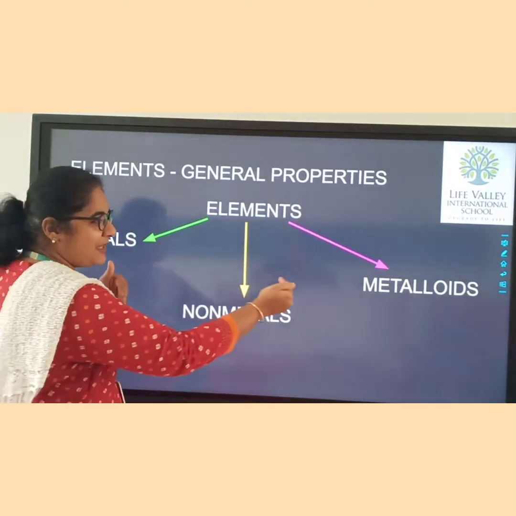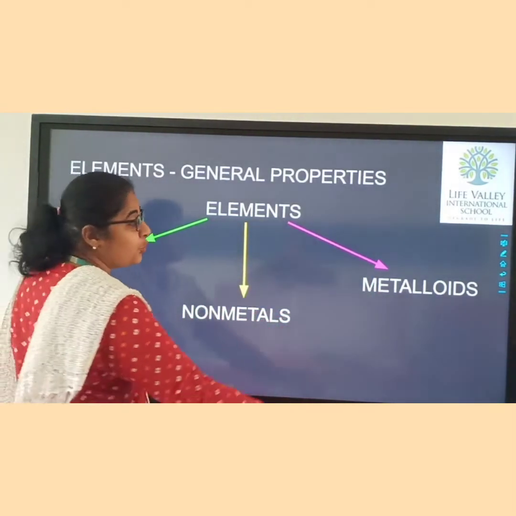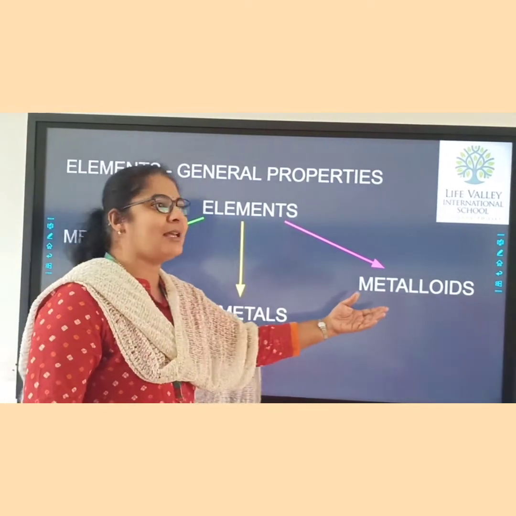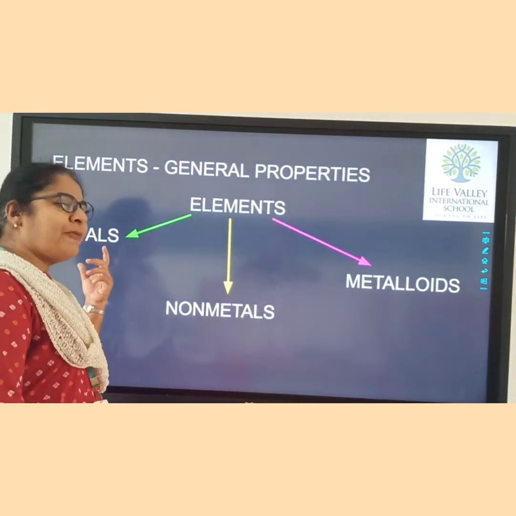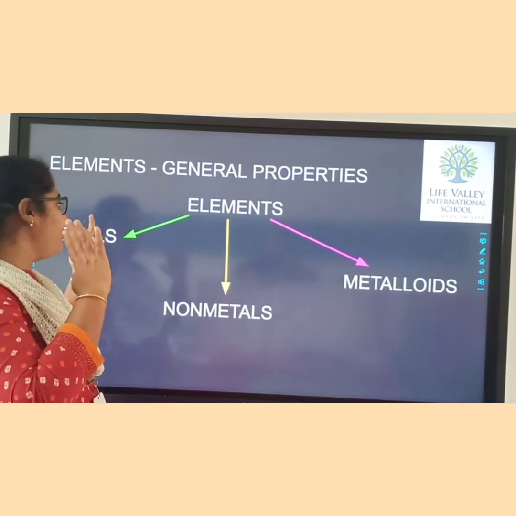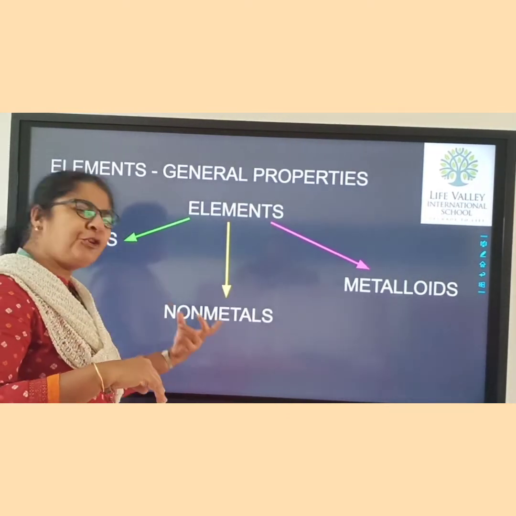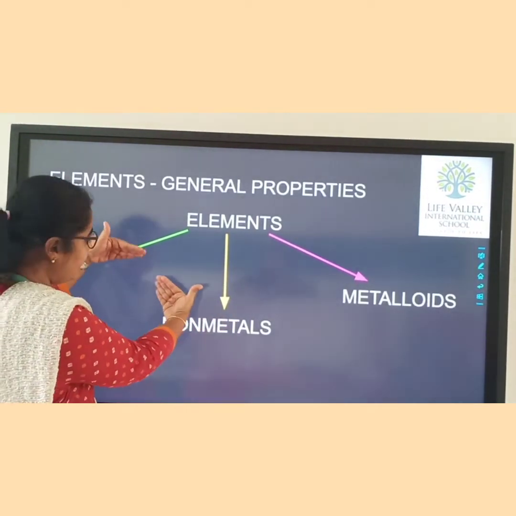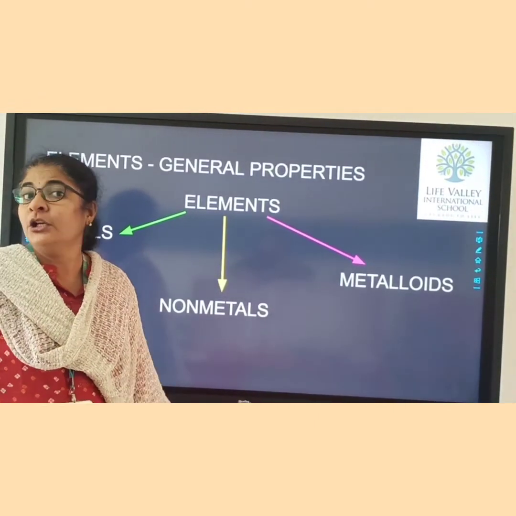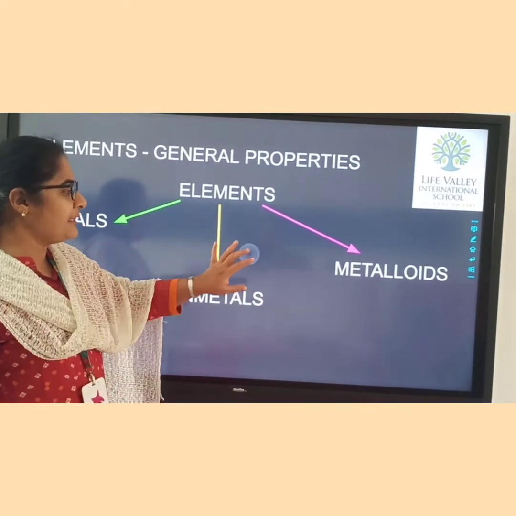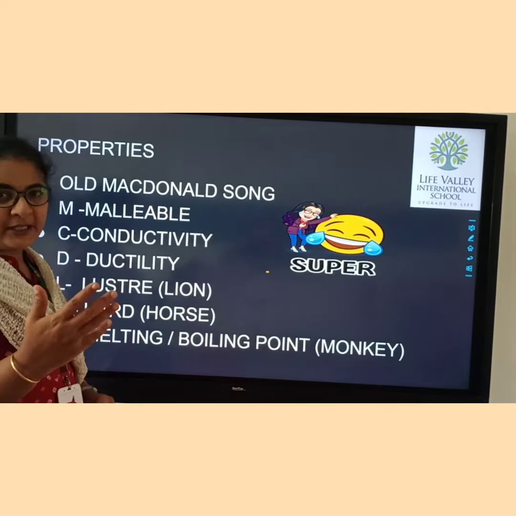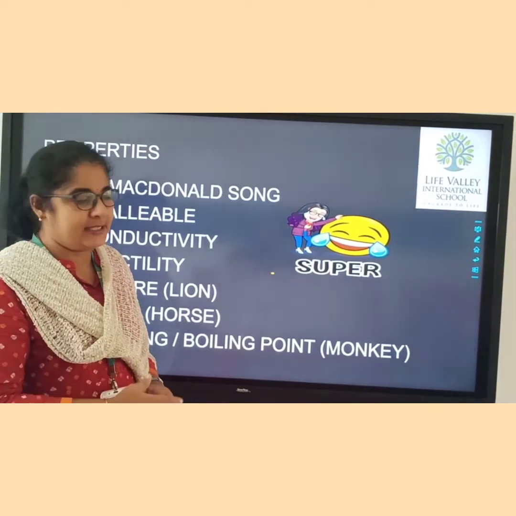Now there is something in between. Those are metalloids. So what are metalloids? Metalloids are elements which have a few properties of metals and a few properties of non-metals, and they bridge the gap between the metals and the non-metals. Now we are going to see in detail what these properties are.